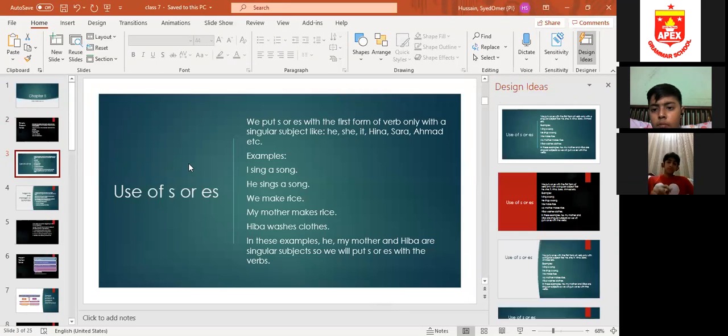Use of S or ES is very important, as most of the students are confused in this rule. Use of S or ES only comes in simple present tense. Out of 12 tenses, only in one tense we make use of S or ES. S or ES comes with the first form of verb only with a singular subject, like he, she, it. But S or ES do not come with the plural subject, like I, you, we, they.